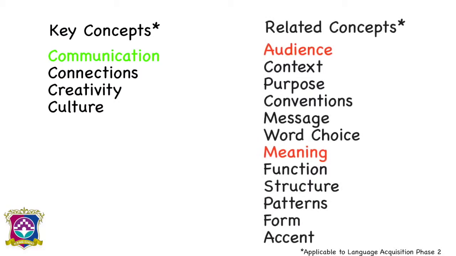Please note that exchange and interaction and orientation in space and time do not need to be stated word for word in your SOI if it causes your SOI to be clunky or unclear. Instead, the global context can simply be implied. For our key concept, we'll be using communication. There are 4 key concepts that apply specifically to language acquisition. Finally, for our related concepts, we're going to focus on audience and meaning.